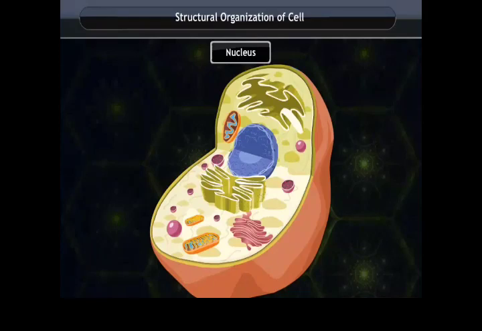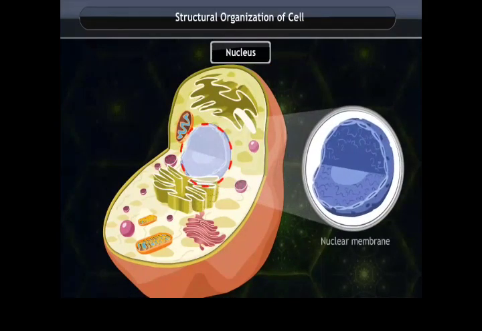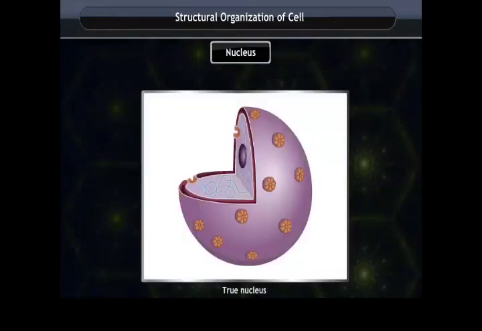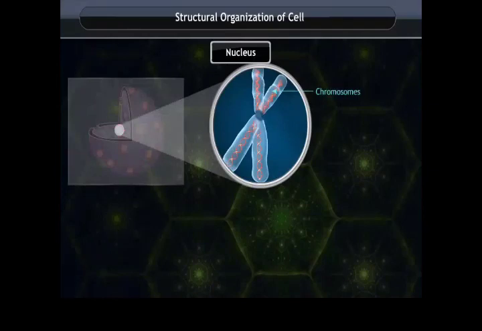Structural organization of cell. Nucleus. The nucleus has a double-layered covering called the nuclear membrane. Cells having a nuclear membrane are called eukaryotes. The nuclear membrane has pores which allow the transfer of material from inside the nucleus to the cytoplasm. The nucleus contains chromosomes, which are visible as rod-shaped only when the cell is about to divide.